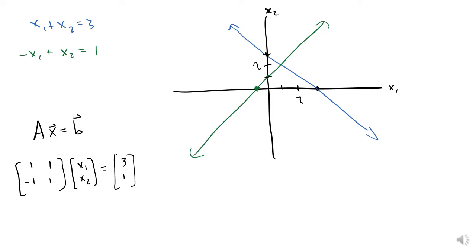But I've got these two lines, x1 plus x2 equals 3, negative x1 plus x2 equals 1. If I want to solve this system of equations, we know what this means. We want to find where these two lines intersect. Now, if I drew them carefully enough, you can kind of tell just by looking what the solution is going to be. But we don't want to tell by looking. We want to actually do the math.